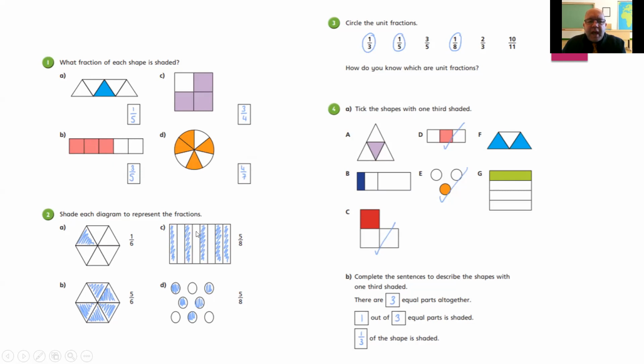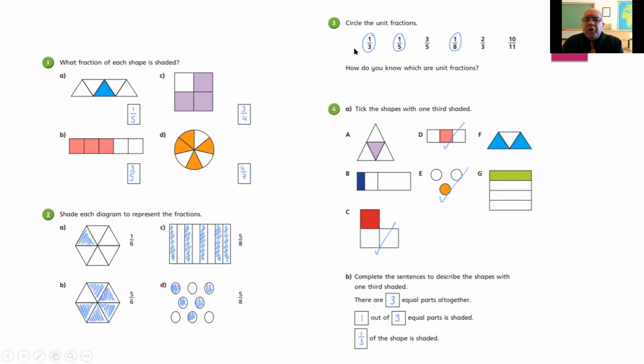C has been split into 8 equal columns, and you need to shade 5 of them. It can be any 5 you like, as long as you shaded 5. And finally on D, we have got 8 equal circles, and you're supposed to shade 5 of them. Again, any 5 you like, as long as you've shaded 5.